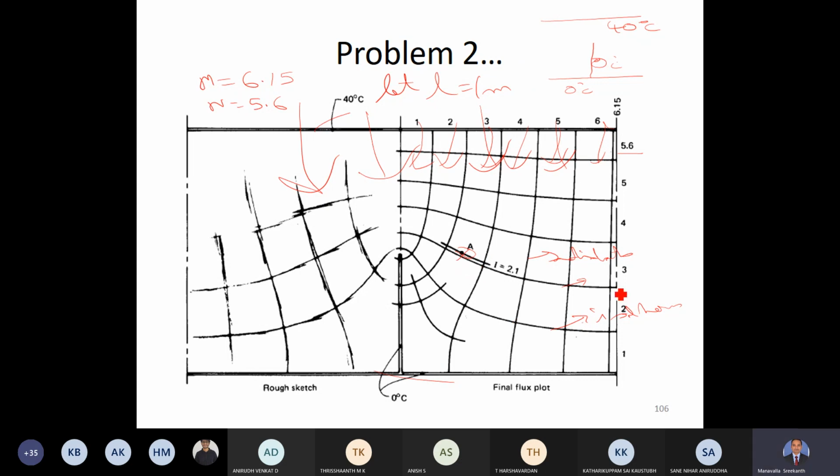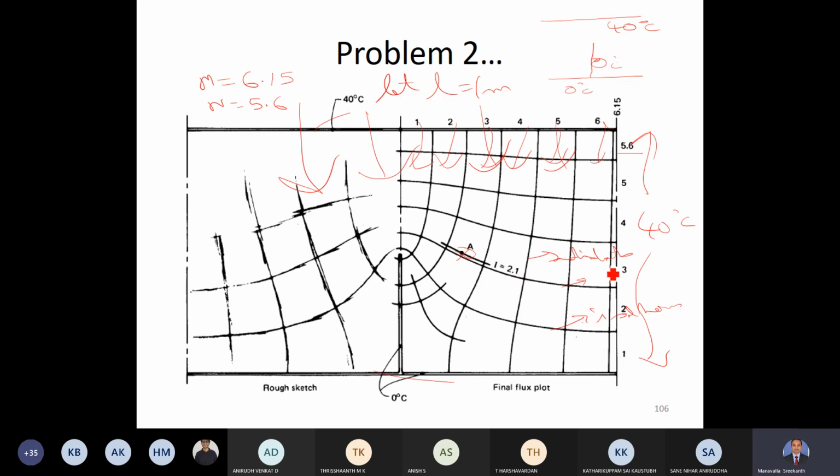Now, if you look at this entire region, a temperature difference of 40 minus 0 is 40 degrees. This 40 degrees Celsius range, this entire range, is split into 5.6 steps. Now, the point A, if you count from here, this is 1, this is 2, and this is, as it is given, 2.1. It is between 2 and 3, but it is close to the second segment, so it is at 2.1 as marked here.